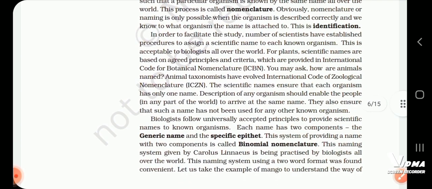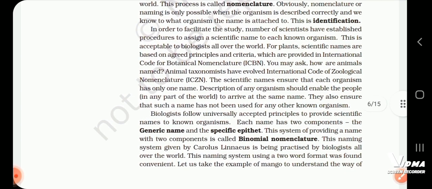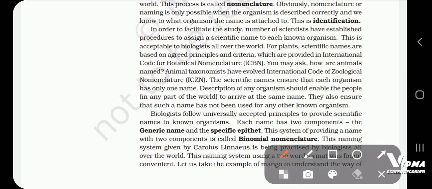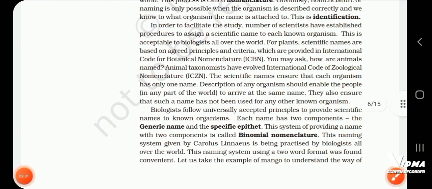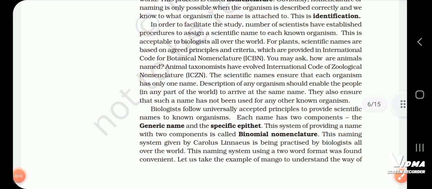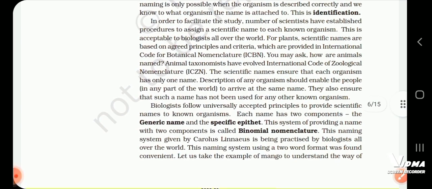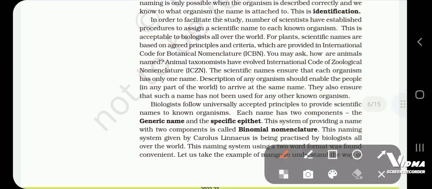Biologists all over the world, for plants, base scientific names on agreed principles and criteria, which are provided in the International Code of Botanical Nomenclature (ICBN). You may ask, how are animals named? Animal taxonomists have evolved the International Code of Zoological Nomenclature.